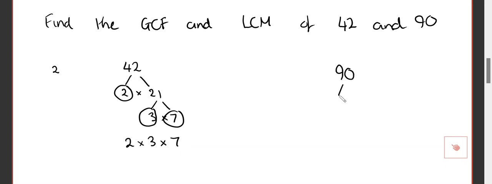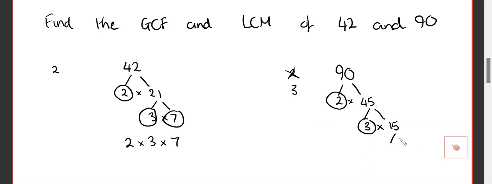90 then. Tree diagram. Does it divide by 2? 2 times 45. Does 45 divide by 2? Does it divide by 3? It does. 3 times 15, yeah. Does 15 divide by 3? 3 times 5. Okay, both of those are prime numbers. We've got to 5, and we're done.